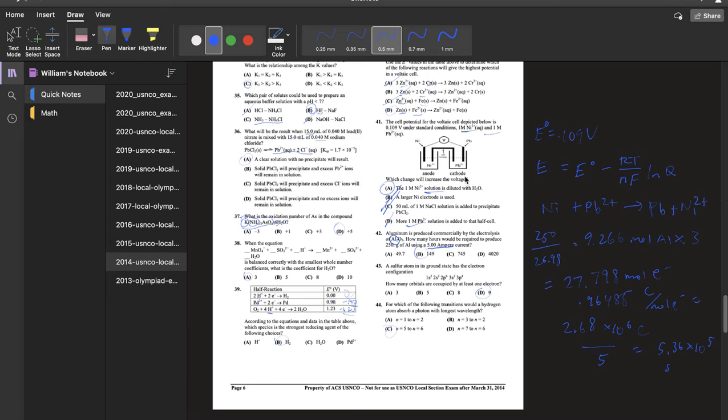So I think we all know how to convert to hours. We just divide by 3600 and that gets us 149 hours. So that's why we choose B.